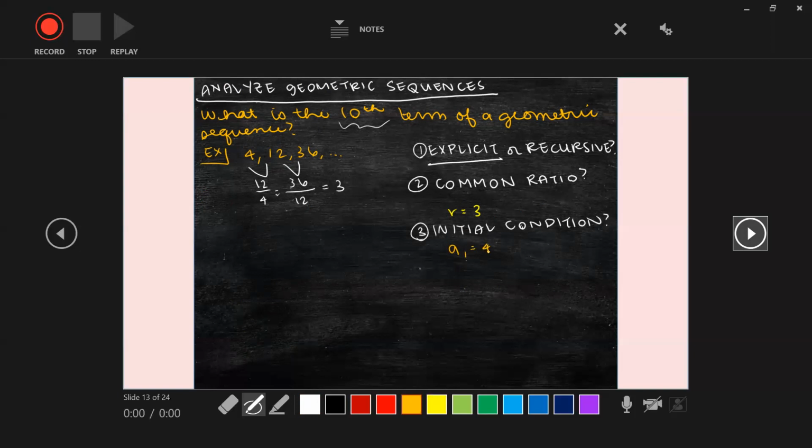All right, if I'm using an explicit formula, let's identify what formula we are going to use. At the beginning of class, I gave you guys a recursive formula and an explicit formula. Why don't you look back and see what our explicit formula is going to be?